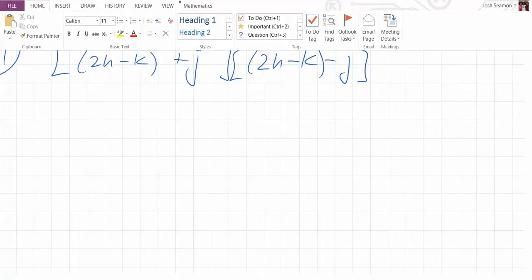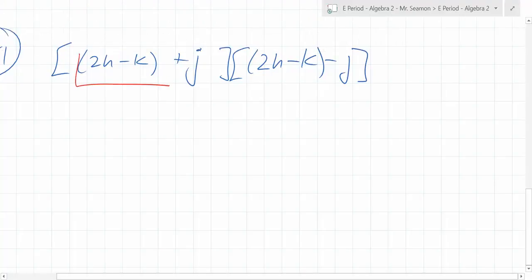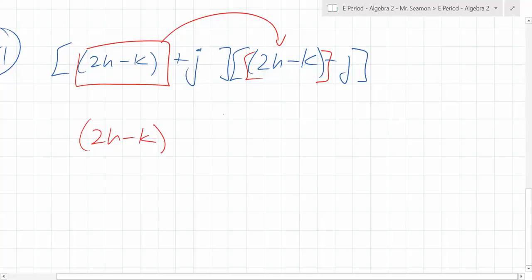Again, though, you can do the exact same thing. You take the first term, and then what do you do with that first term? Multiply it by the first term over there. So that's going to be 2h minus k what? Squared. And then you multiply times minus j, so you get minus j times 2h minus k.